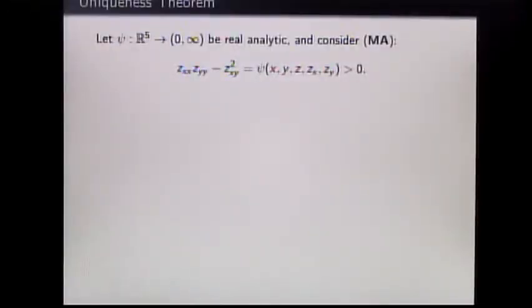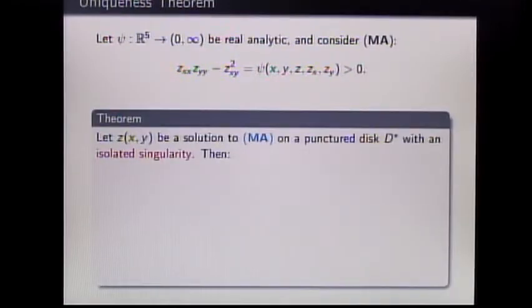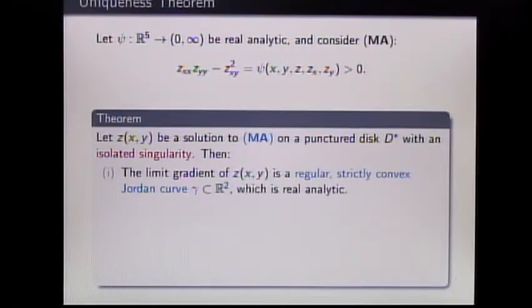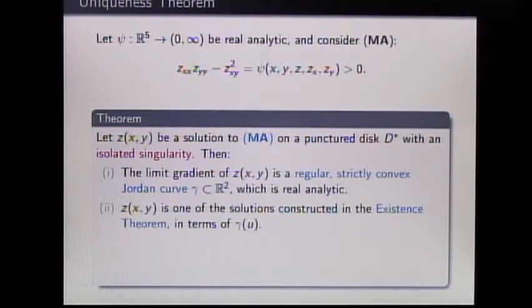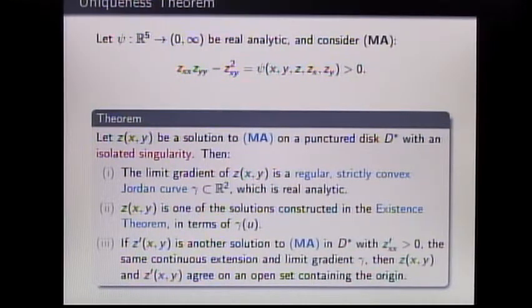And here is the uniqueness theorem, at least for the classical Monge-Ampère equation. Suppose that you have a solution of this Monge-Ampère equation in a punctured disk with an isolated singularity. Then we have proven that the limit gradient is a strictly convex, analytic, regular convex curve. Moreover, we can recover the solution using this limit gradient and the existence theorem. You have a solution, you know its limit gradient, and you can recover the solution. And if you have two solutions which have the same limit gradient, they must agree in a certain neighborhood of the puncture. You have uniqueness by the Kuczyk-Walewski theorem.